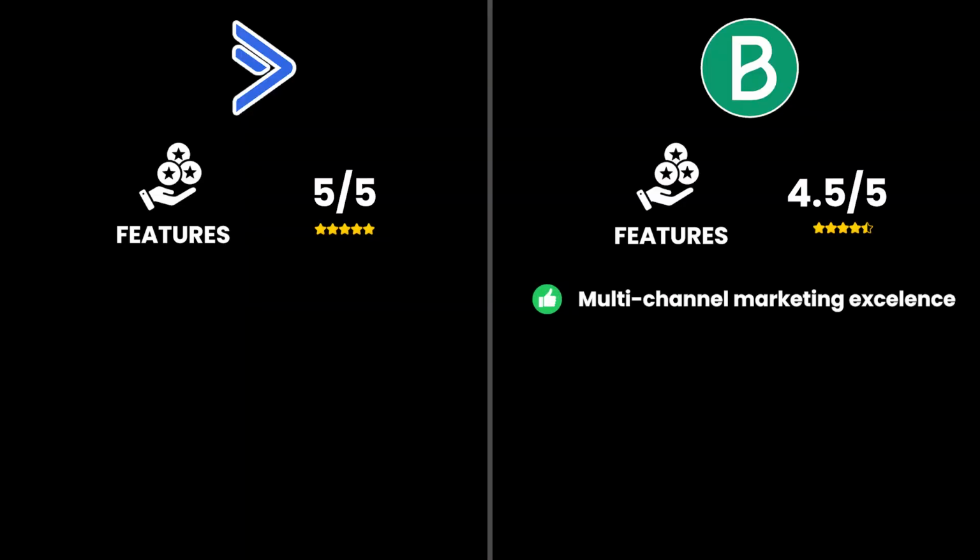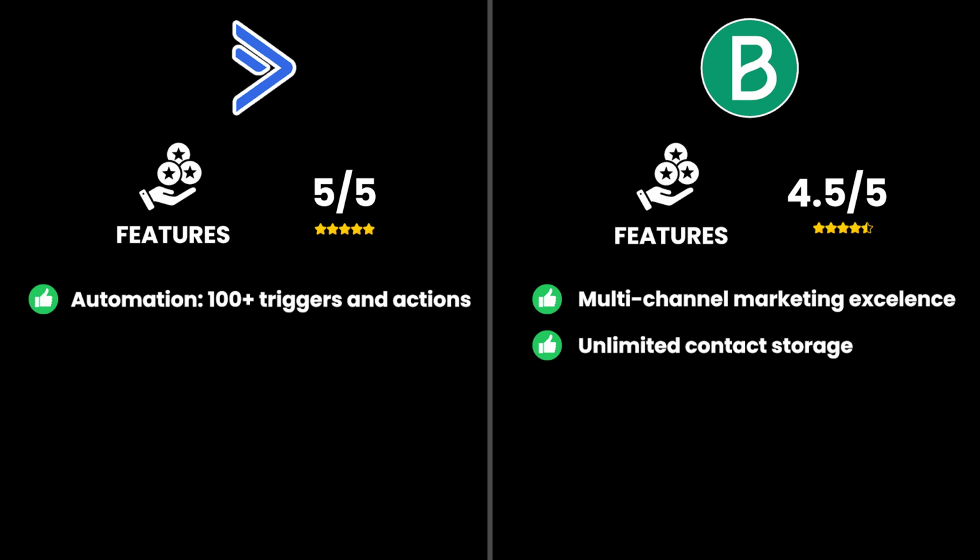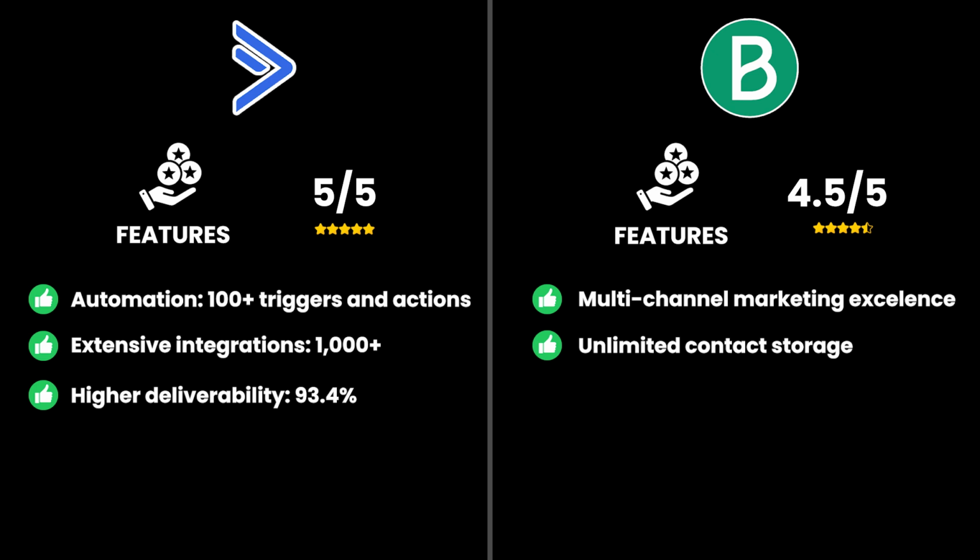ActiveCampaign wins features with superior automation and enterprise-level functions. While Brevo excels at multi-channel marketing and unlimited contact storage, ActiveCampaign's unmatched automation with 100 plus triggers and actions, more integrations, higher deliverability, and comprehensive reporting with BotSense filtering make it the clear winner for businesses needing advanced marketing automation.